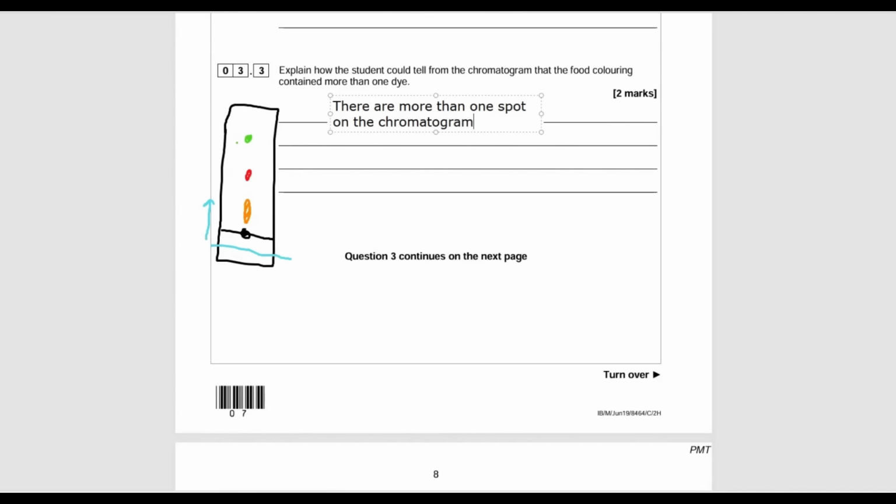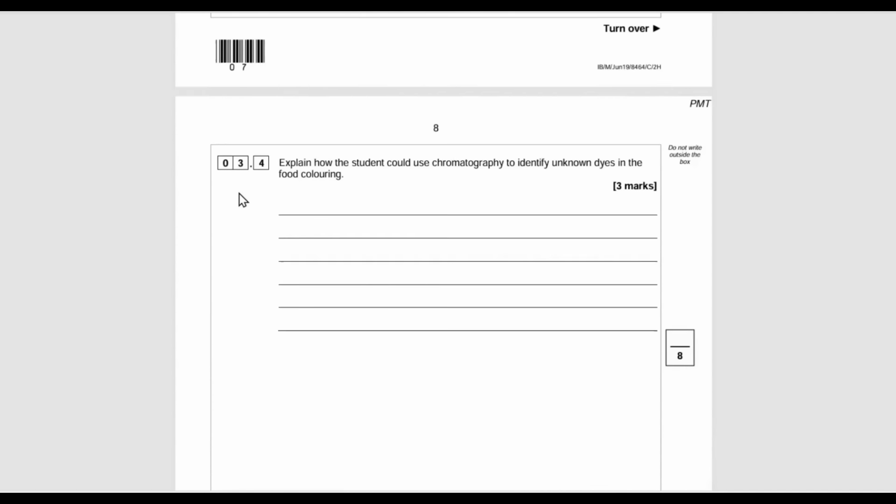So more than one spot on the chromatogram, multiple spots on the chromatogram. Maybe we need to say more than one color, at different distances on the paper. So maybe I need to mention the word distance, that there are more spots and they're at different places on the paper. That might also be what we need to say there, folks.